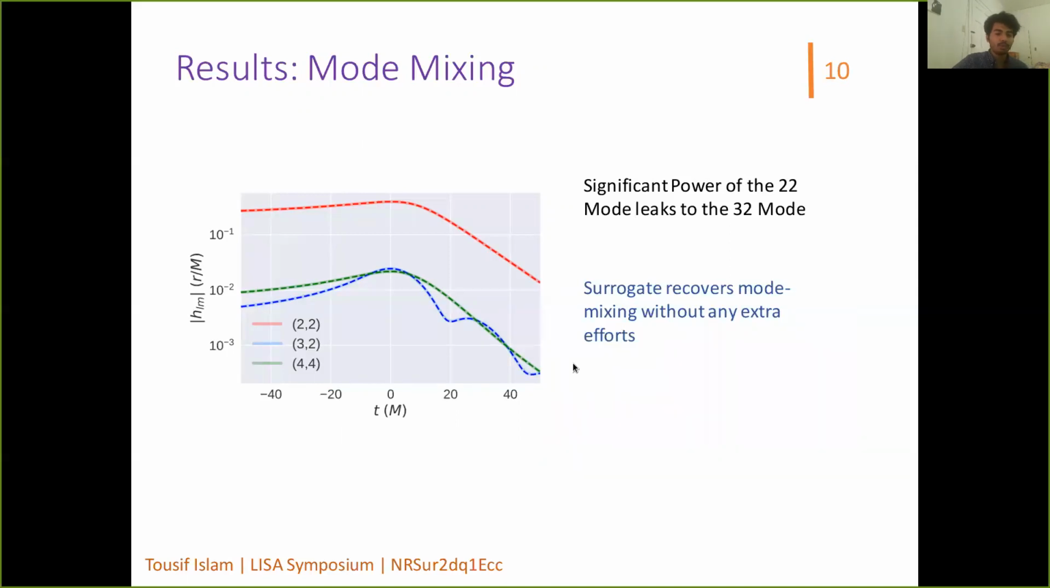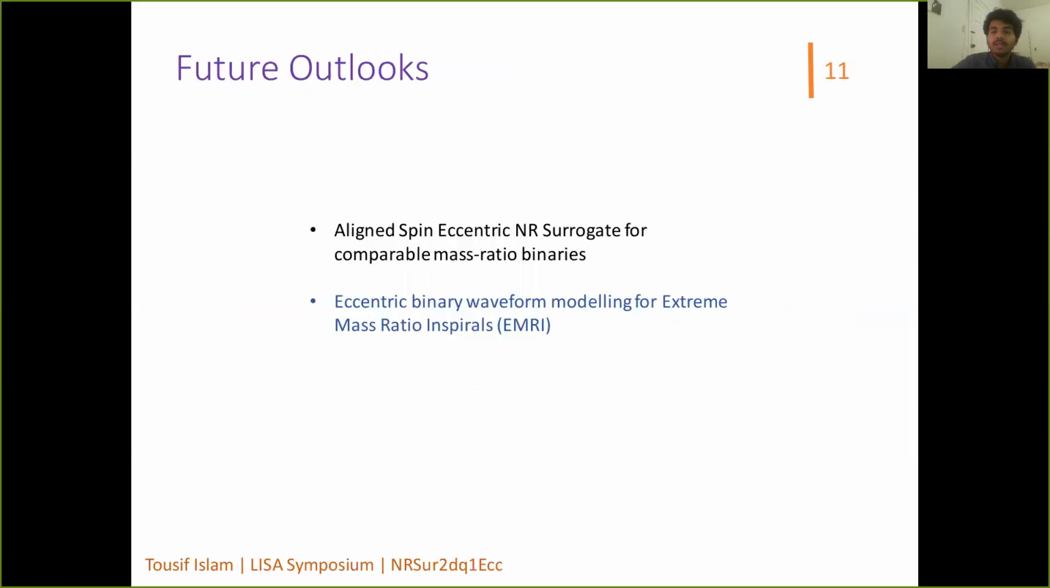In summary, we present that the strategy that we devised in this project is good enough to build an NR surrogate for eccentric binary black holes, and this strategy can further be implemented to make an aligned spin eccentric binary black hole waveform, or even for non-spinning waveforms extended to higher mass ratios. For an immediate follow-up, we are now working on the aligned spin eccentric NR surrogate for comparable mass ratio binaries and the eccentric binary waveform model for extreme mass ratio inspirals.